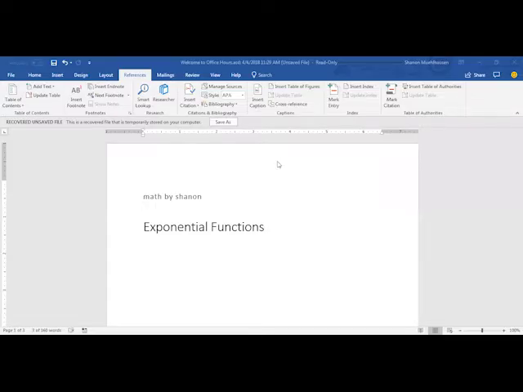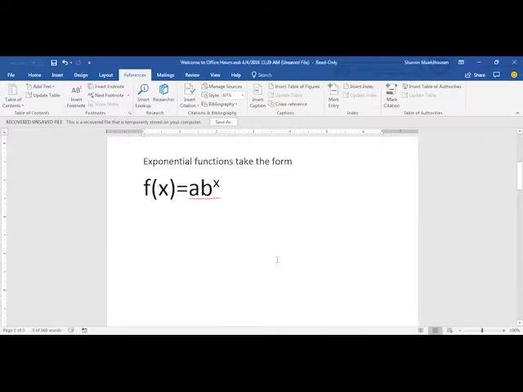Today we're going to talk about exponential functions. Exponential functions take the form f of x equals a times b to the power x. Of course, since it's a function of x, x is going to be our variable, our input, that will give us our dependent variable, our output. A and b will be constants. We're going to talk about a and b today and how to put those together to write an exponential function.